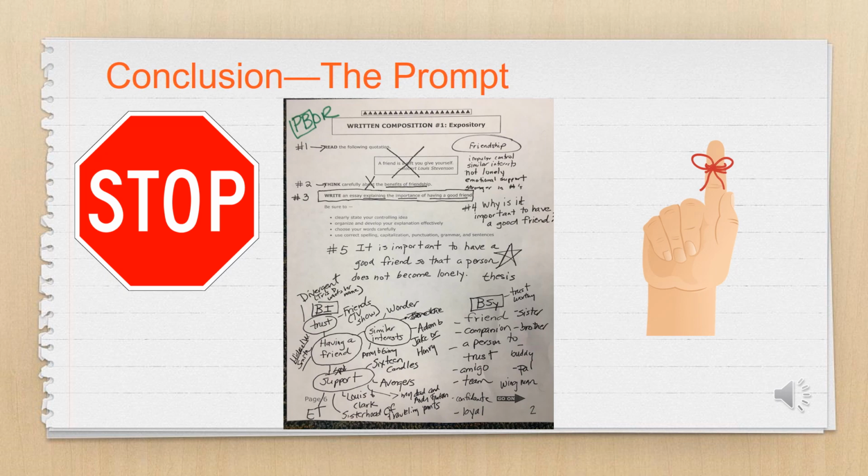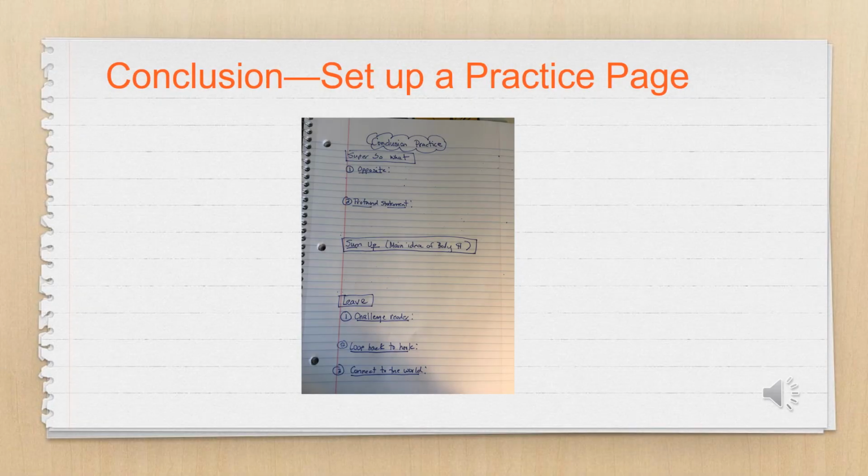Please remember the writer in these examples is not writing to your prompt. When you practice, practice with your prompt so you can make the best use of your time. Before you get started, you need to set up a practice page. Find a blank page away from your working draft that you can practice these parts of the conclusion. Set up the page like this one. Hit pause so you can do this.